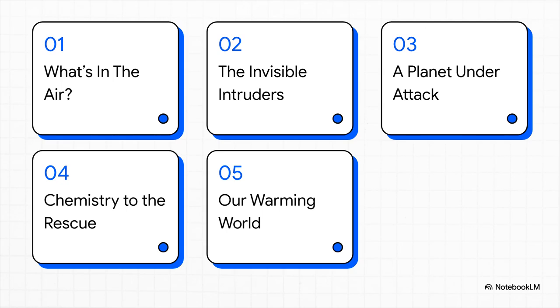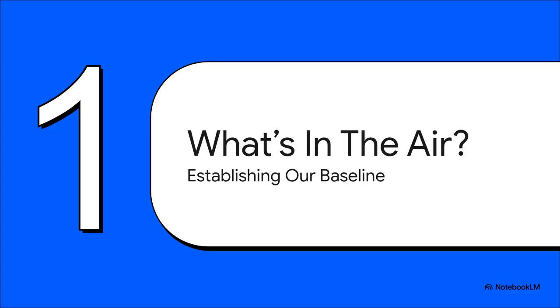So, here's our game plan. We've got 5 main stops. First, we'll figure out what's in clean air to begin with. Then, we'll meet the invisible intruders, the pollutants. We'll see the damage they cause, but also, and this is the cool part, how chemistry actually helps us fight back. Finally, we'll zoom out to the biggest challenge of all, our warming world. Let's do this. Right. Section 1.